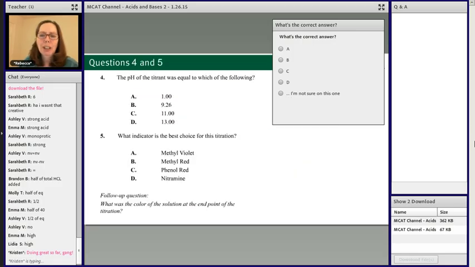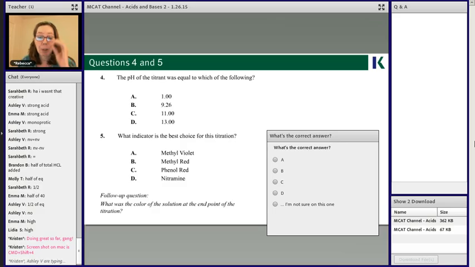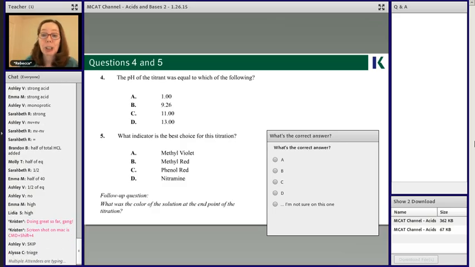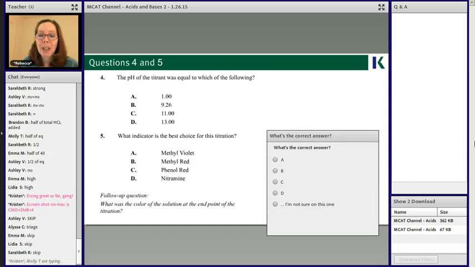And by the way, what do you do with question 3 on test day? Especially when you see the Avogadro's number. What would be a really good, smart thing to do? Skip it. Absolutely. Come back to it.